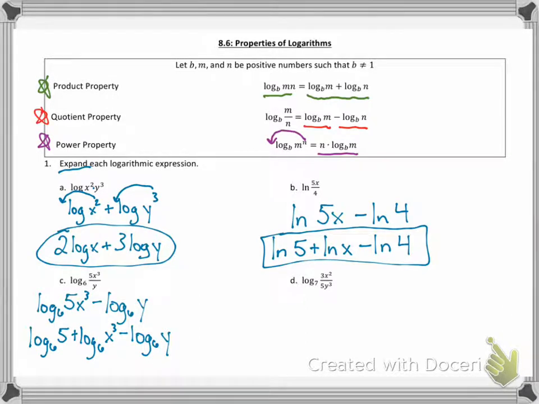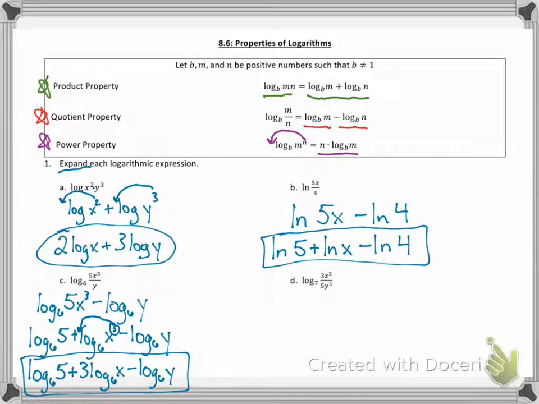So we had a fraction, broke it apart. We had a multiplication problem, broke it apart. Only thing to check for now are powers. So if I look at this, I see an x cubed, which means that needs to go out in front of the log that it's with. So my final expansion, log base 6 of 5 is going to stay the same. In the middle, I'm taking that exponent of 3 and putting it out front now. So it becomes 3 times log base 6 of x minus log base 6 of y. And that would be my final expansion.